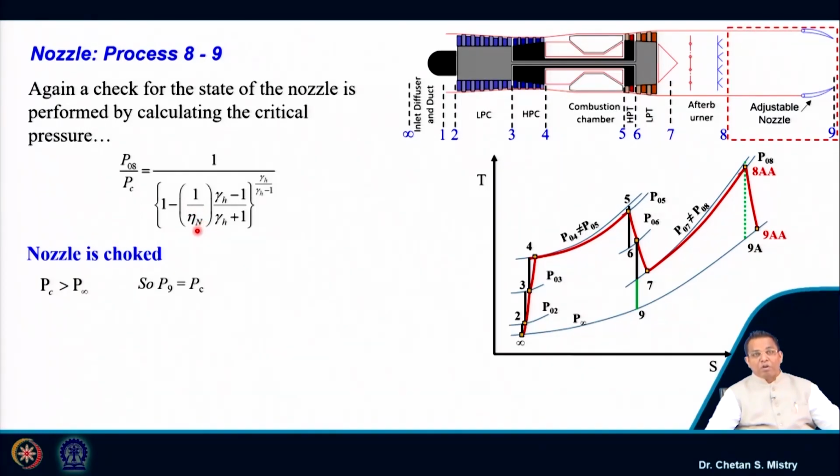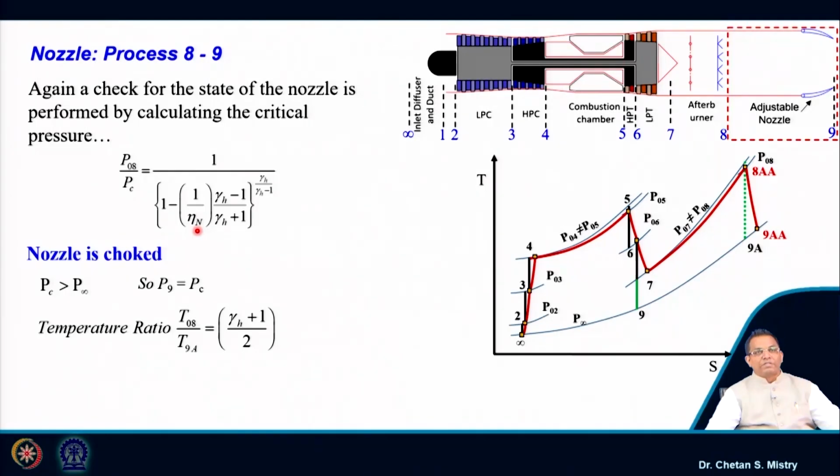If you do not consider this, it may be possible that in the actual case the nozzle is choked, but your calculation will show the nozzle as unchoked, and you know the consequences of that. If this is wrong, your exhaust velocity will be wrong, your thrust will be wrong, and at the same time your thrust specific fuel consumption also will be wrong. So, be careful about the calculation for the nozzle.